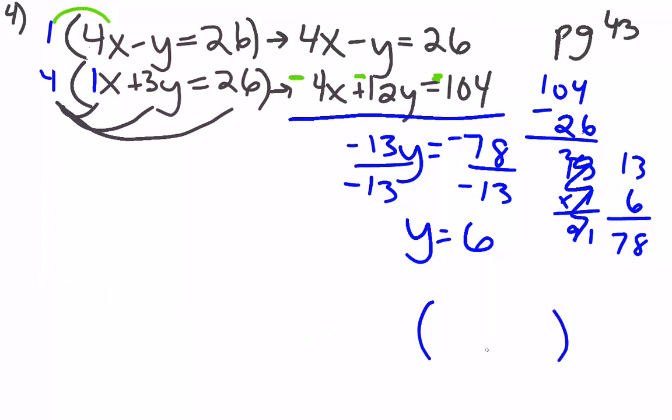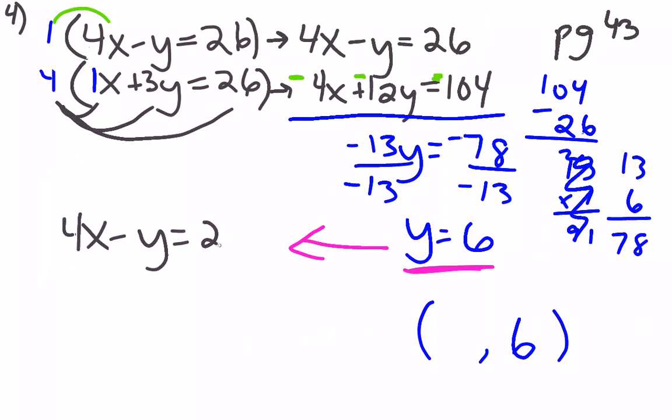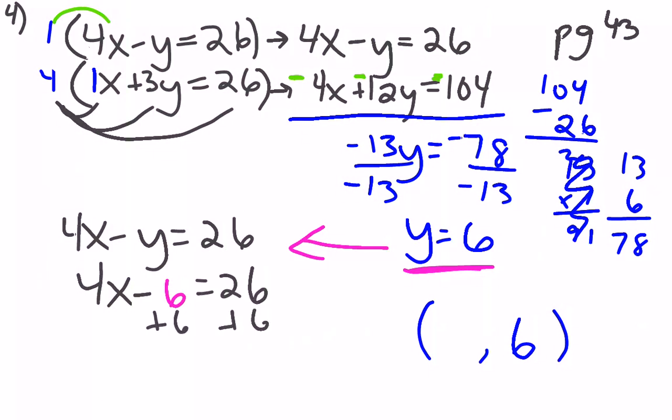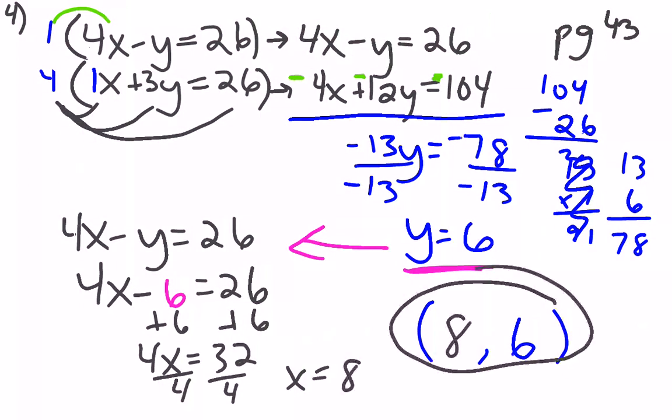Alright, so I know the y value of my point is 6, and now I need to take that and plug that answer back in. And it doesn't matter which equation I do, so I'm going to do the first equation. 4x minus y equals 26. So 4x minus, we got 6, equals 26. So we're going to add 6, which would be 32, and divide by 4, and that's going to give me 8 for my x value. So that would be my solution.